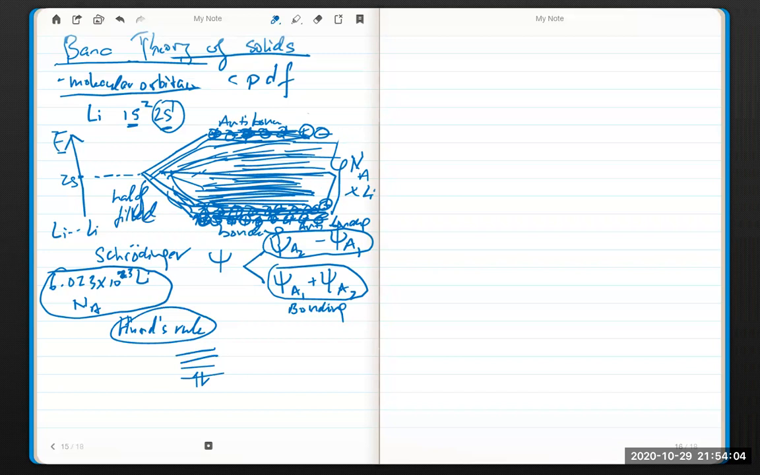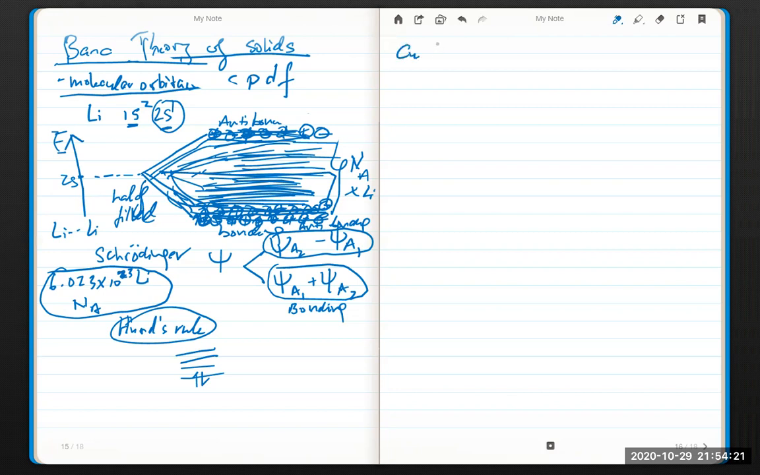Yep, with all the 2s1 electrons in there, and the other half is not filled. So that's an example of lithium, which is a conductor. Yep. So let's look at another metal. For example, let's look at copper.